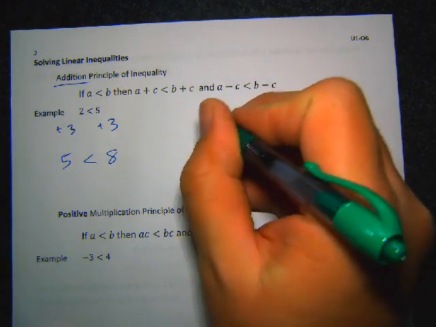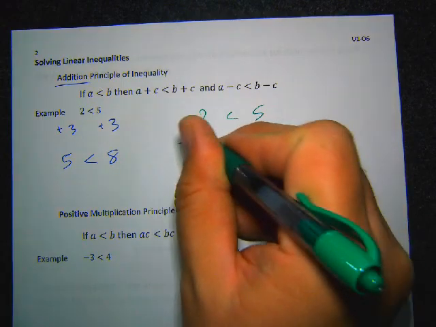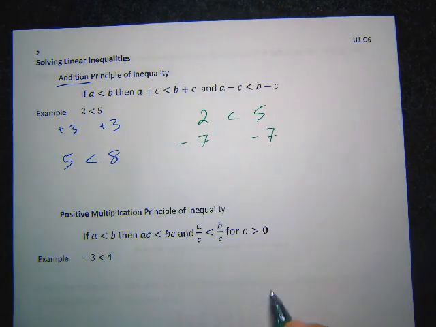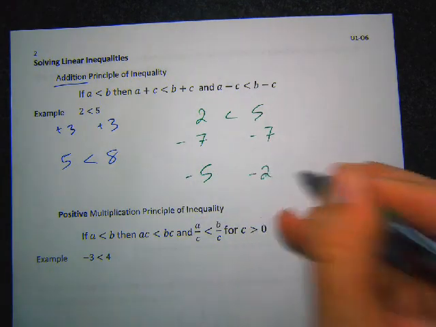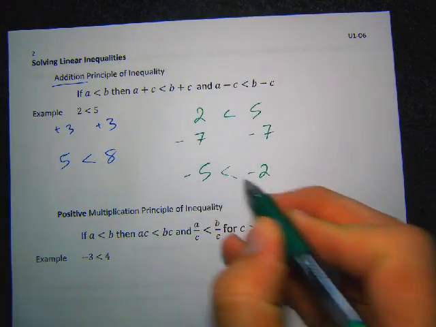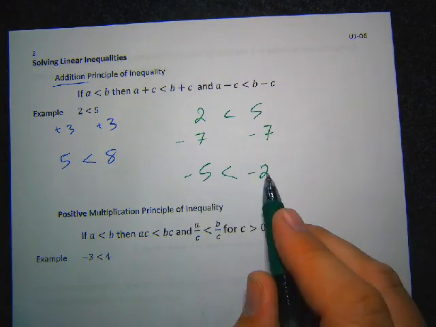It still works. If I take 2 is less than 5, and let's say I want to subtract 7, I'm going to subtract 7 from both sides. We'll do a big subtraction. 2 minus 7 is negative 5. 5 minus 7 is negative 2. And negative 5 is less than negative 2 because it's more in the hole, right? I know it feels weird to think 5 less than 2, but we're thinking negative 5.